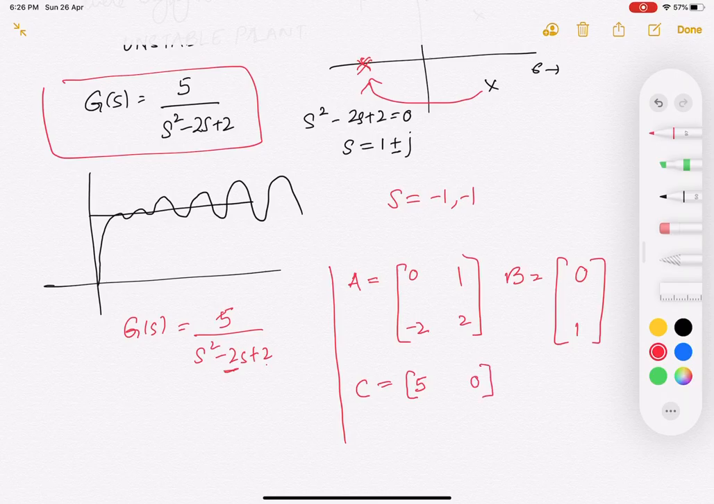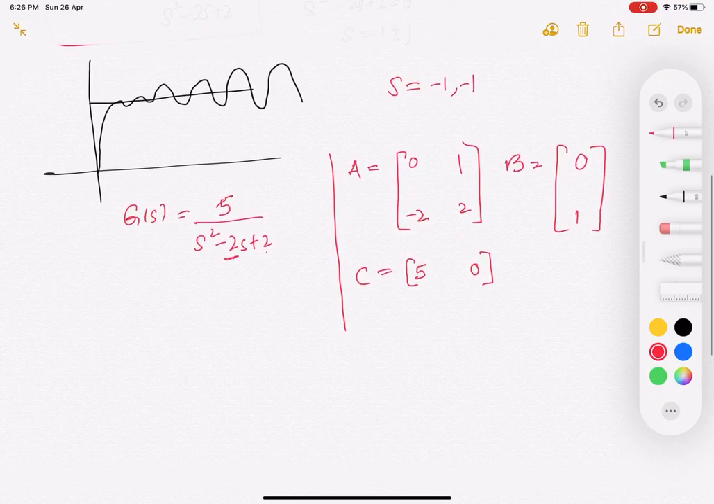Now, the new characteristic equation that you want is given by, so let me write the new characteristic equation. New characteristic equation should be such that s plus 1 whole square equal to 0. So how would you do this?